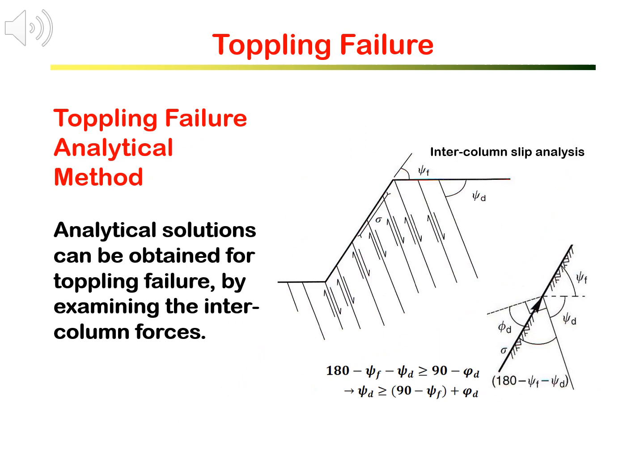Toppling failure can also be analyzed by analytical method. As an example here, shown on the right, analytical solutions can be obtained from column toppling failure by examining the intercolumn forces. Again, assumptions are needed, including the interface intercolumn forces.